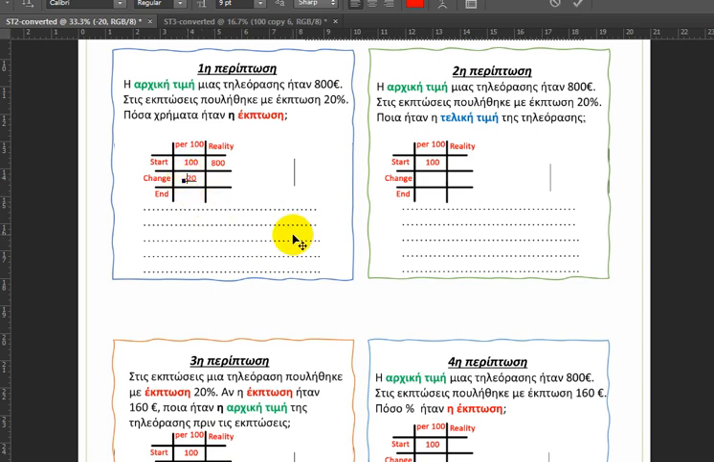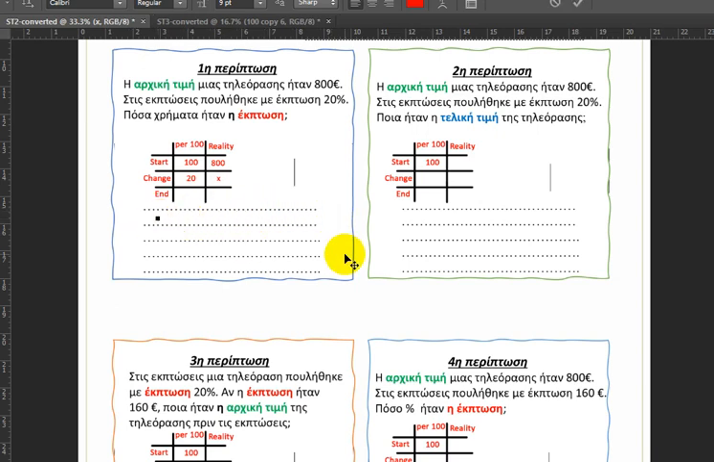But here the problem is actually asking me how much the discount is. So I need to find this. I need to find how much money I did not pay. So basically 20% of 800. So my unknown is here. How much money did I not pay?